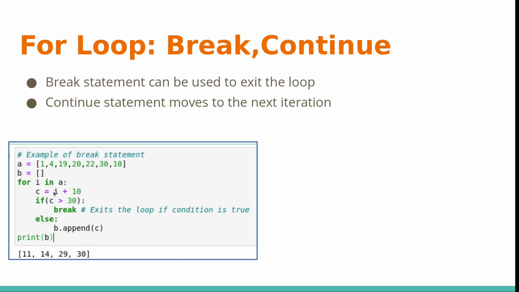Similarly, it picks 4. 4 plus 10 is 14. Again, checks this if statement. Since 14 is not greater than 30, if is not valid, goes and appends it. Similarly, when it pulls out 19, 19 plus 10 is 29. Again, if is not valid, it goes to else.